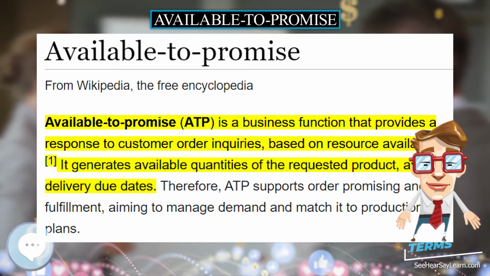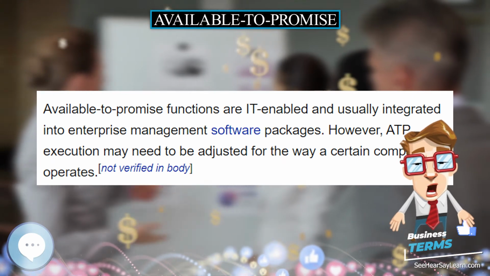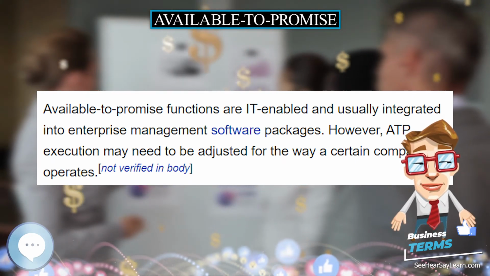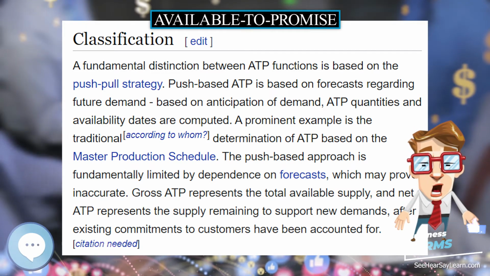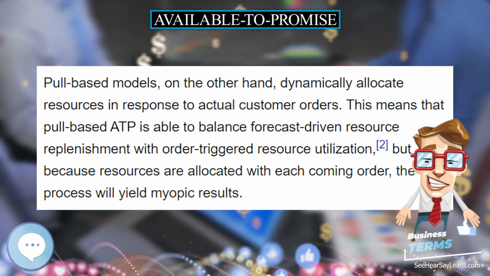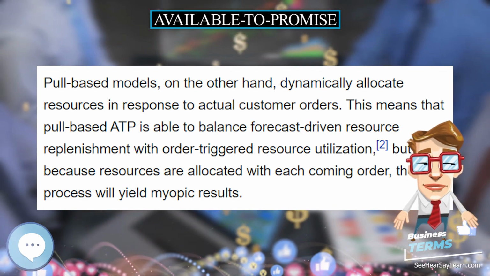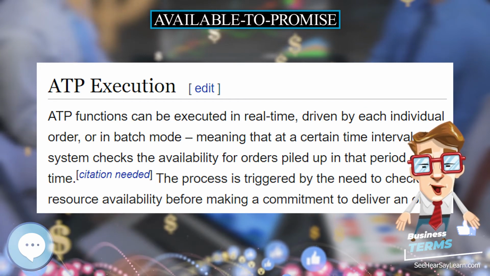ATP execution. ATP functions can be executed in real time, driven by each individual order, or in batch mode, meaning that at a certain time interval, the system checks the availability for orders piled up in that period of time. The process is triggered by the need to check resource availability before making a commitment to deliver an order.